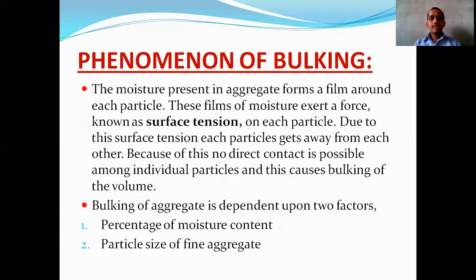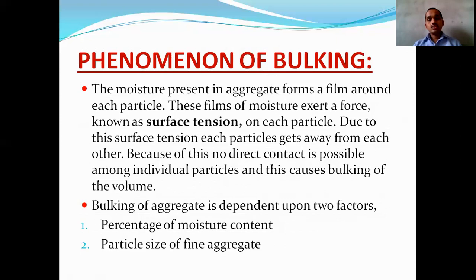Next is the phenomenon of bulking. The moisture present in an aggregate forms a film around each particle. These films of moisture exert a force, which is known as the surface tension, on each particle. Due to this surface tension, the particles move away from each other, and because of this, no direct contact is possible between the individual particles, and this causes bulking of the volume.